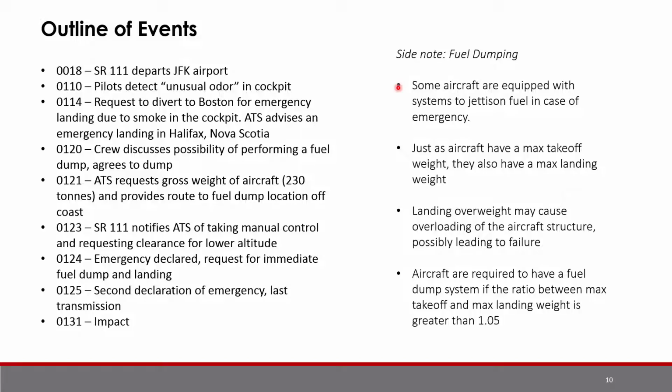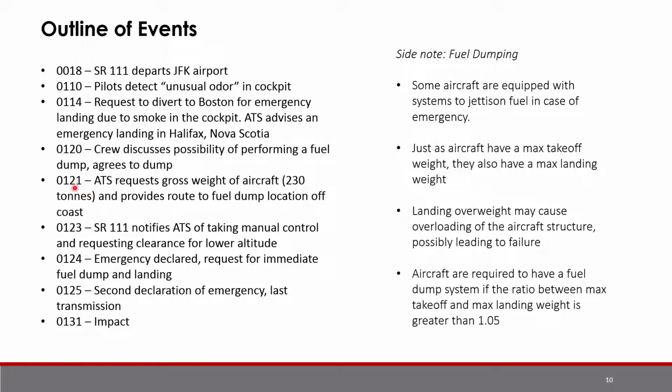Why they do this is because just as aircraft have a maximum takeoff weight, they also have a maximum landing weight. And if they exceed that maximum landing weight, you risk damage to the landing gear and the structure of the aircraft. So for aircraft where their maximum takeoff weight is larger than their maximum landing weight by a factor of more than 1.05, they're required by law to have some sort of system to jettison extra fuel so that they can land safely in case of an emergency.